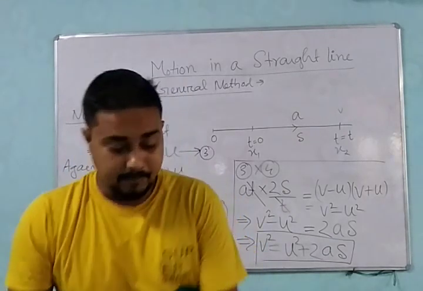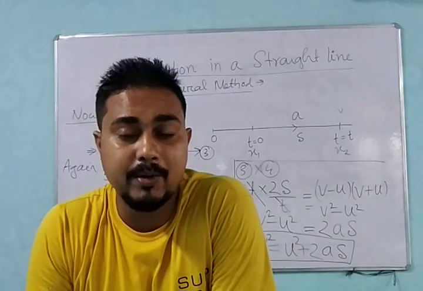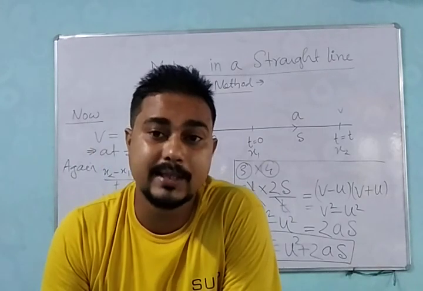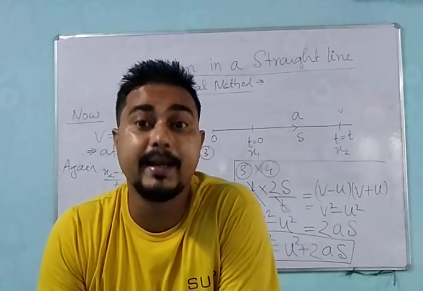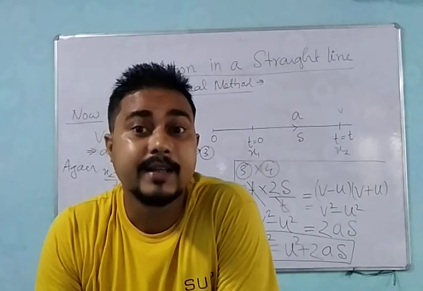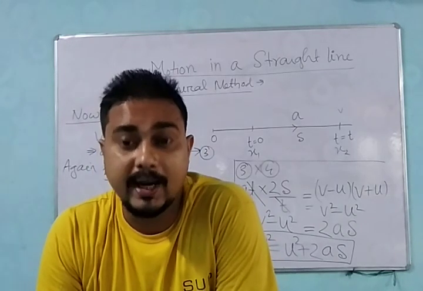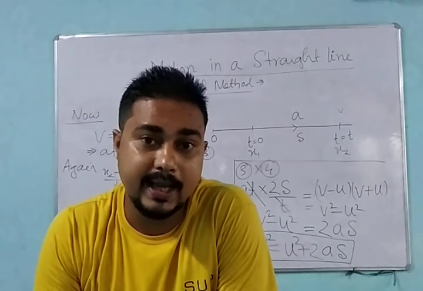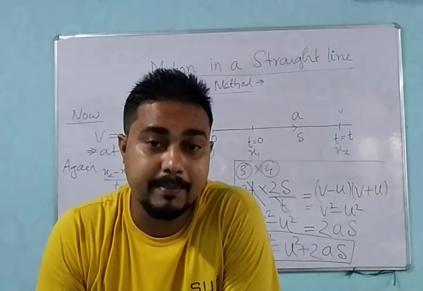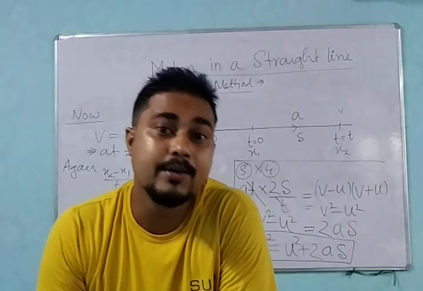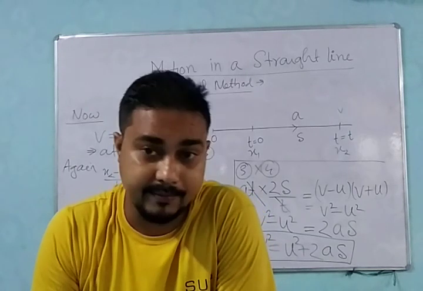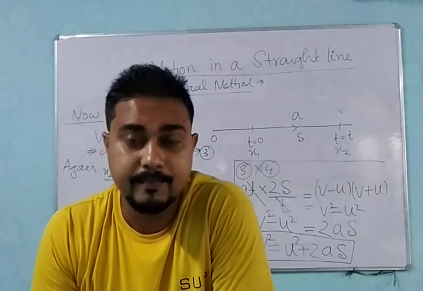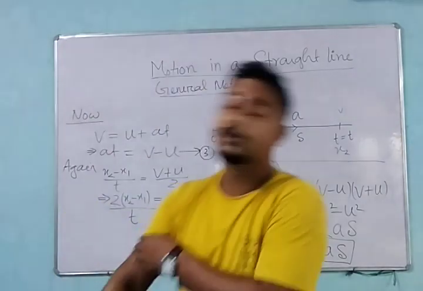So first of all, by the general method we derived v is equal to u plus at. Then we derived h is equal to ut plus half of at square. And the third equation we had was v square is equal to u square plus twice as. We have got these three equations in our school life.